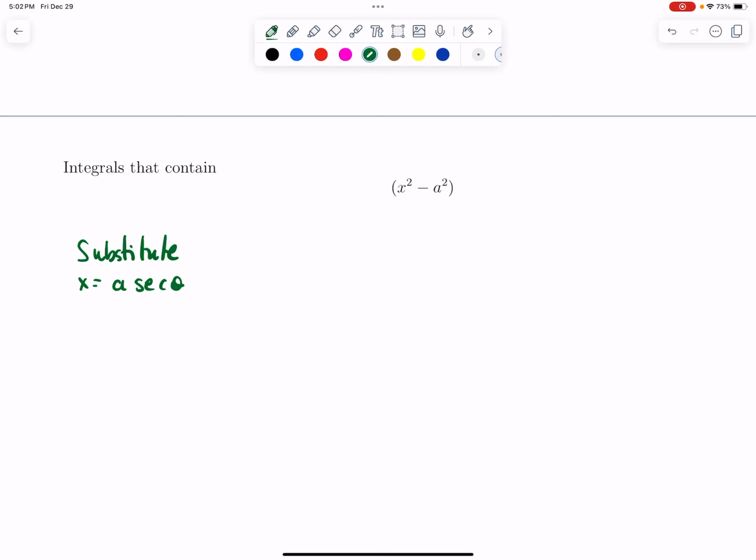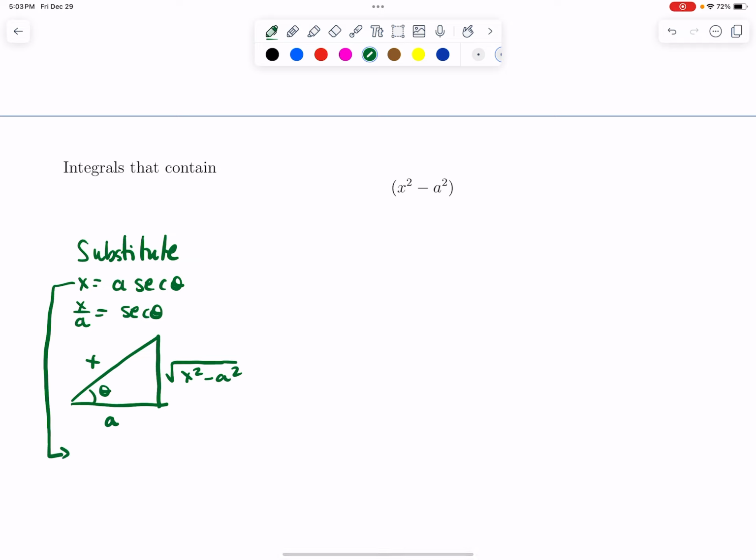Let's go ahead and draw the triangle that generates, right? So that means x over a is secant of theta. If I were to draw that triangle, it's going to be x over a, there's your theta, and then this side right here is going to be the square root of x squared minus a squared. Also, if x is equal to a secant theta, then dx is equal to a secant theta tan theta d theta. Remember, that's got to get plugged in as well.